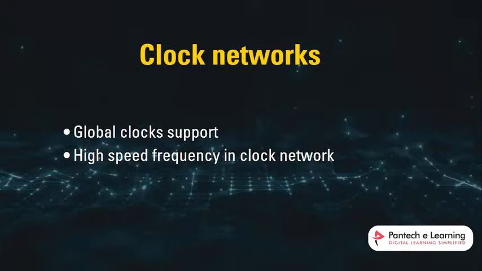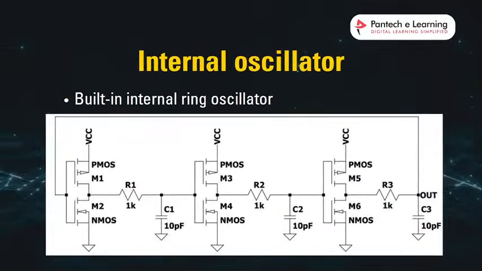And our FPGA has clock networks. There are two kinds of clock networks: global clock support and high speed frequency in the clock network. All FPGAs have a clock oscillator. The clock oscillator is used for creating the high frequency clock. By using the clock oscillator, we get the required clock frequency. Our FPGA has a built-in internal ring oscillator. It will also create a clock frequency.